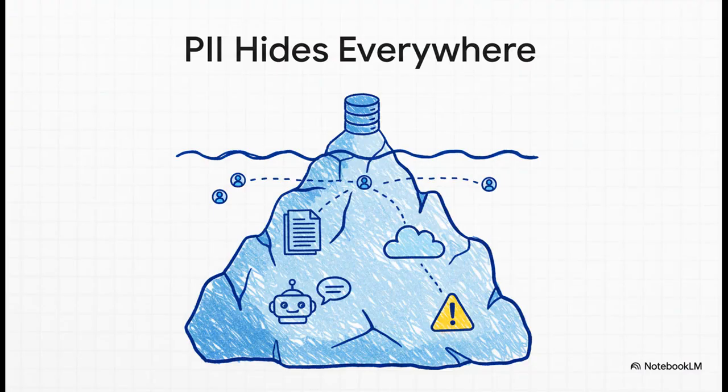And that brings us to the real kicker. PII doesn't just live in a nice, clean database column called user email. No, it leaks. It hides everywhere. It ends up in your system logs, in temporary caches, in the prompts you send to AI models, and even in plain old error messages. So if you're only looking in the obvious places, believe me, you are missing the biggest risks.